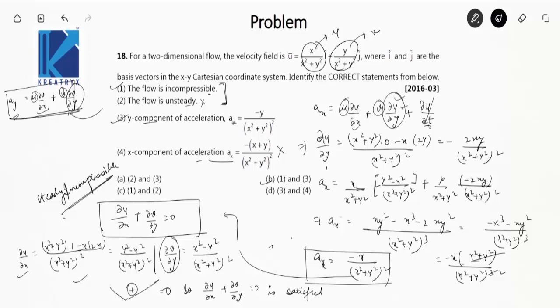Be careful, it's a very lengthy question, and be careful that you have to put correct values. Like do not put del u by del x instead of del v by del x. Okay, you got the point. You have to put the values correctly. Okay, so the question was a bit lengthy, but it was on your basics. Next question.